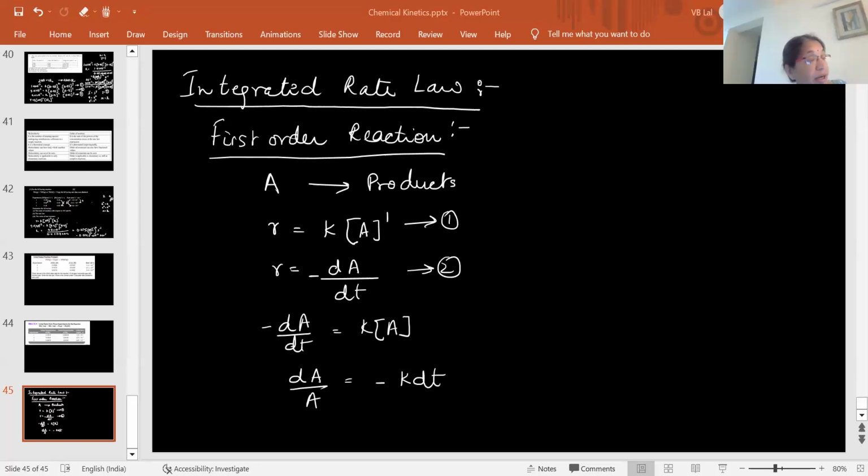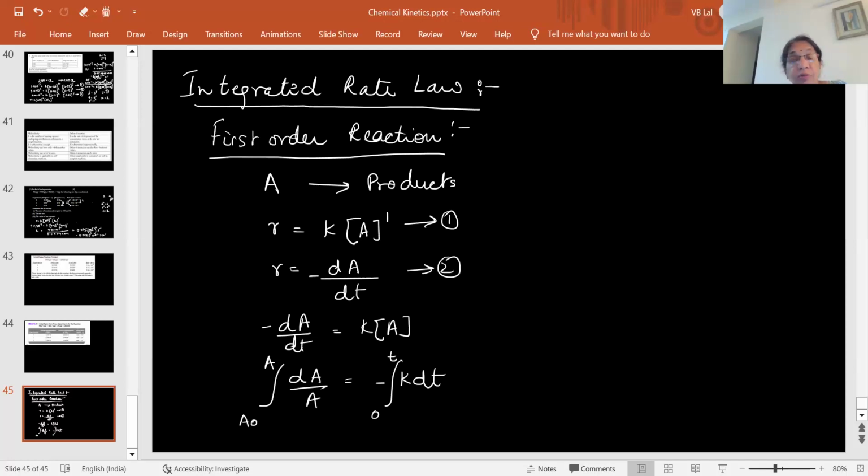Okay, now I integrate it. So for integrating it, I can write it in between limits of A0 and A. A0 is the concentration of A at the beginning of the reaction, and A is the concentration after time t. So here I can do this, and this side I will integrate in the limits of 0 to t.